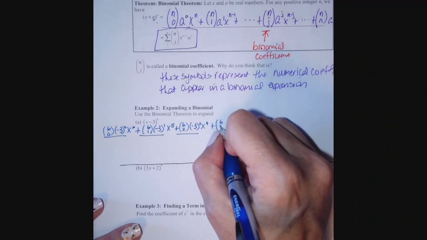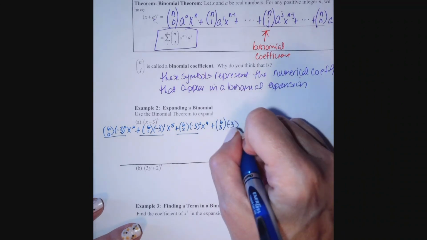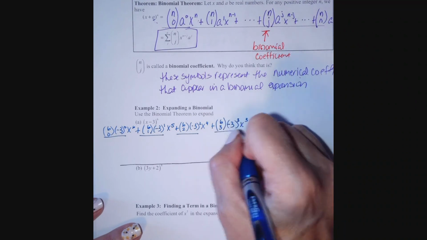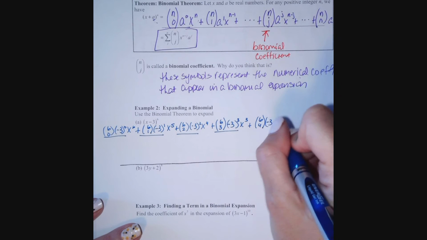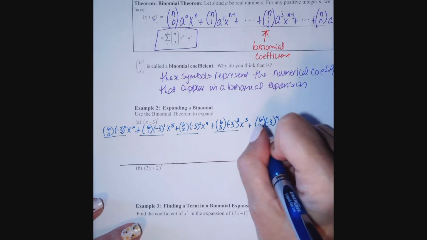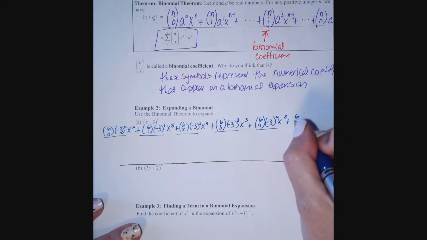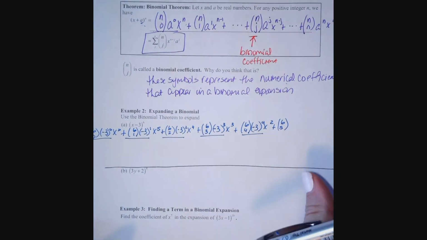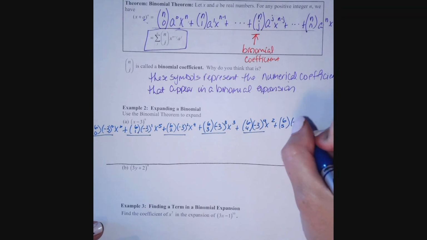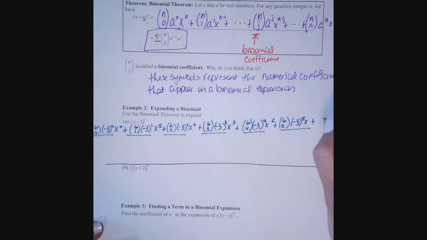Next I have 6 choose 3, negative 3 cubed x cubed. There's my fourth term. 6 choose 4, negative 3 to the fourth x squared, plus 6 choose 5. 1, 2, 3, 4, 5, yep. 6 choose 5, negative 3 to the fifth x, and then finally my constant 6 choose 6, negative 3 to the sixth, and x to the 0.